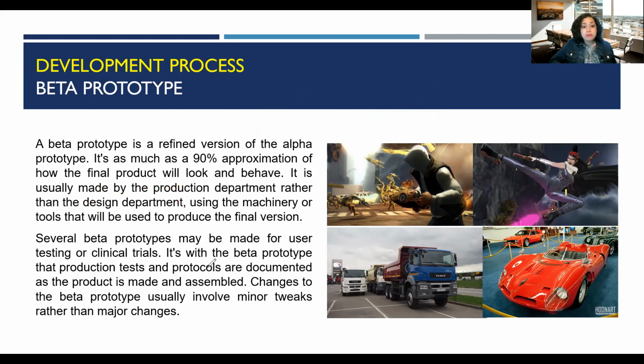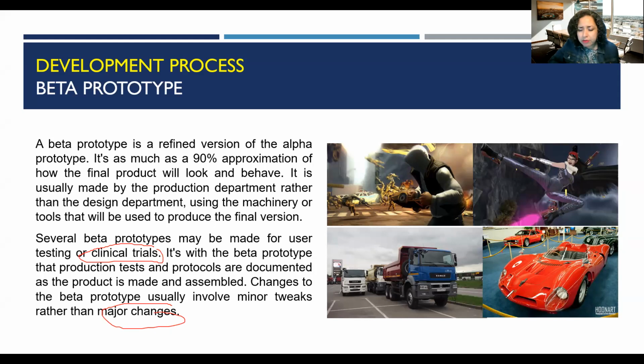Several beta prototypes may be made for user testing or clinical trials. Like what we said before, it was done also for the COVID-19 vaccine. Yes. With the beta prototype, the production tests and protocols are documented as the product is made and assembled. Changes to the beta prototype usually involve minor tweaks, just very minor things rather than major changes.